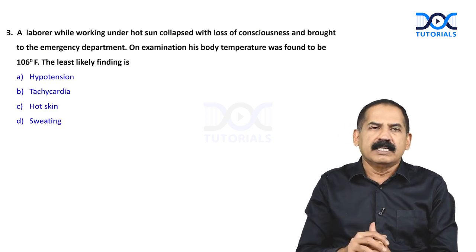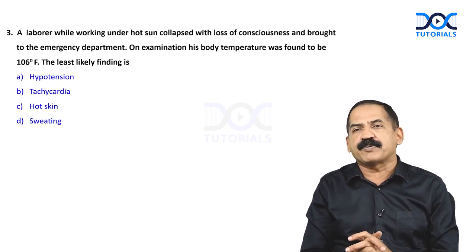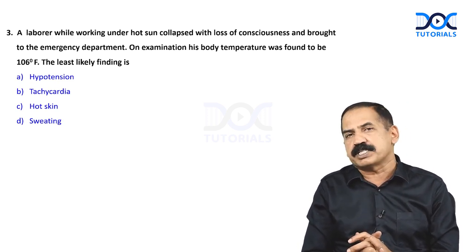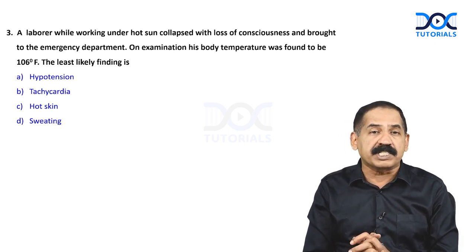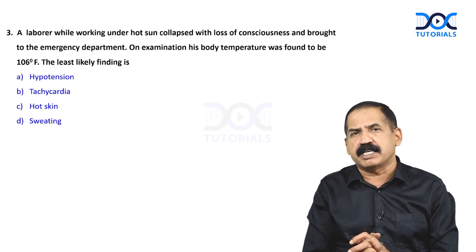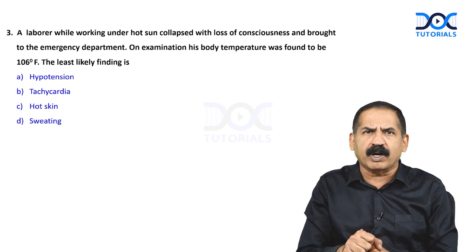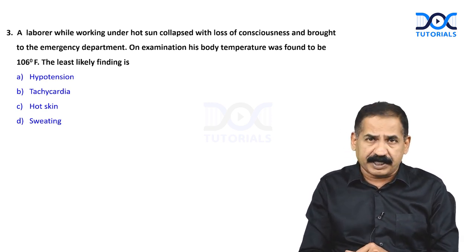Number 3. A laborer while walking under hot sun collapsed with loss of consciousness and was brought to the emergency department. On examination, his body temperature was found to be 106 degree Fahrenheit. 106 degree Fahrenheit means almost more than 41 degrees centigrade. What is the least likely finding?